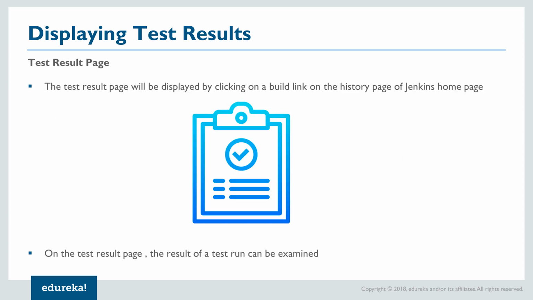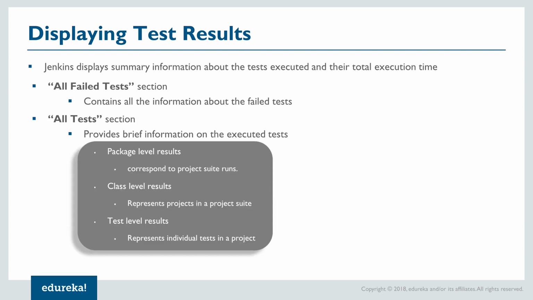Further, when we talk about displaying the test results, you have the test result page, and this will be displayed by clicking on a build link on the history page of the Jenkins homepage. On the test result page, the result of a test run can be examined. Jenkins displays the summary information about the tests executed and their total execution time. So you will have two categories. One will be all failed tests, which contains all the information about the failed tests, of course. And the other section would be all tests. This will provide you brief information on the executed tests.